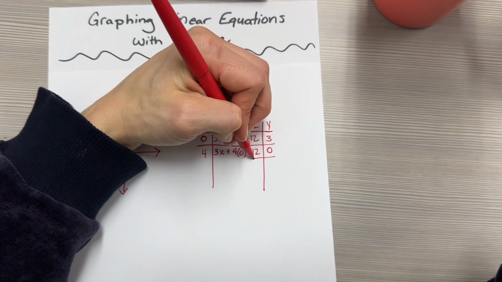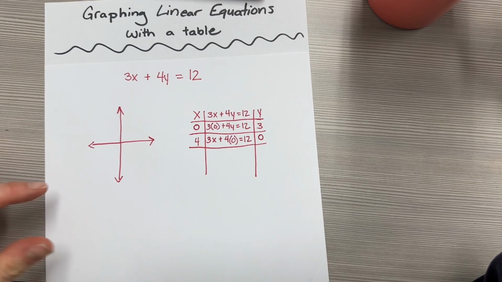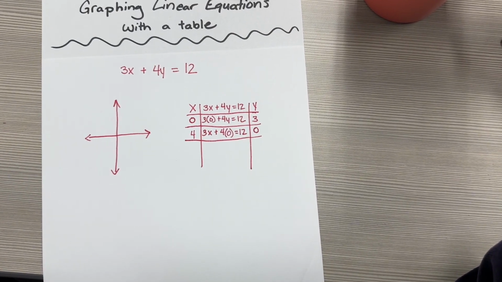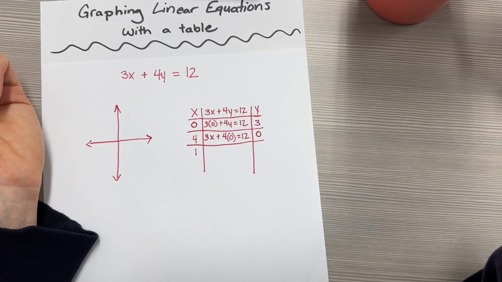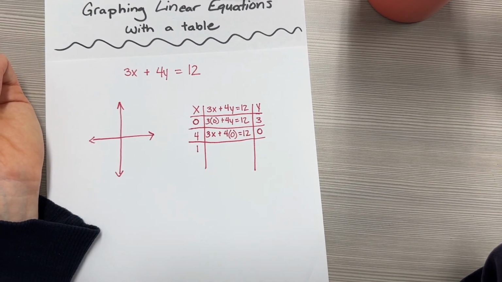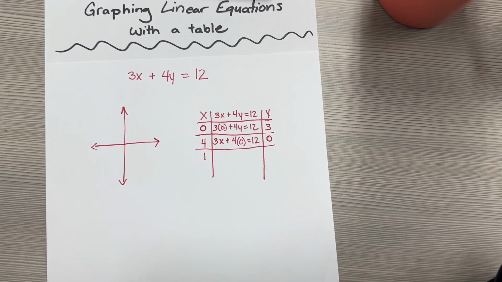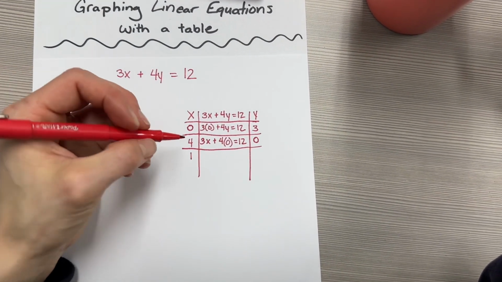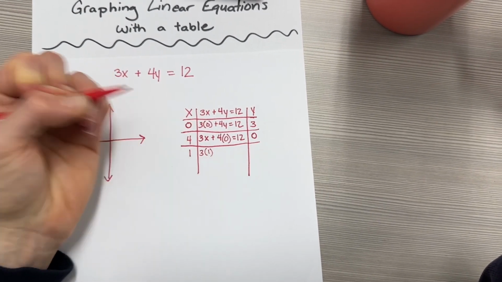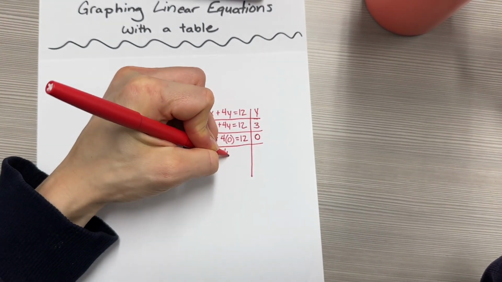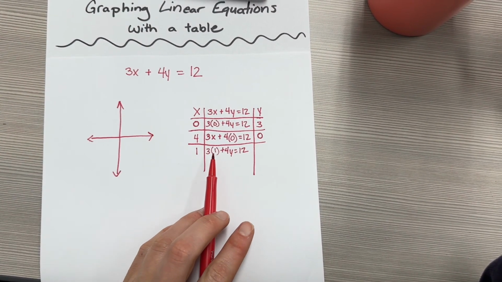So we've already got 2 sets of ordered pairs, or 2 coordinates here. Let's just choose one more number. Let's do 1. 1 is always a good one to do. So if x is 1, again, you can choose whatever number you want. There's an infinite amount of possibilities here. So let's rewrite. We're going to do 3, x is 1 this time, so let's put a 1 in, plus 4y equals 12. 3 times 1 gives me 3.